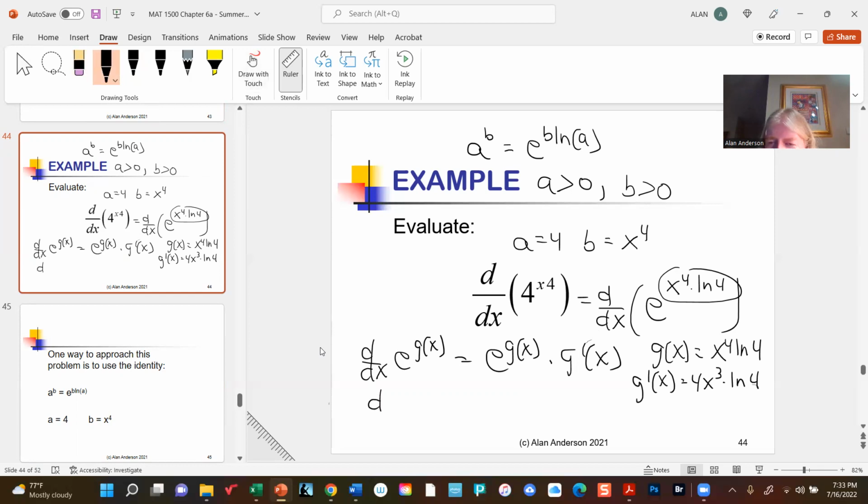So anyway, based on what we're seeing here, we should have e to the, we can write this as e to the 4x to the 4 if we want to. We could actually, you know, I'll tell you what, let's leave it like this. Let's just leave it as x to the 4 log 4.